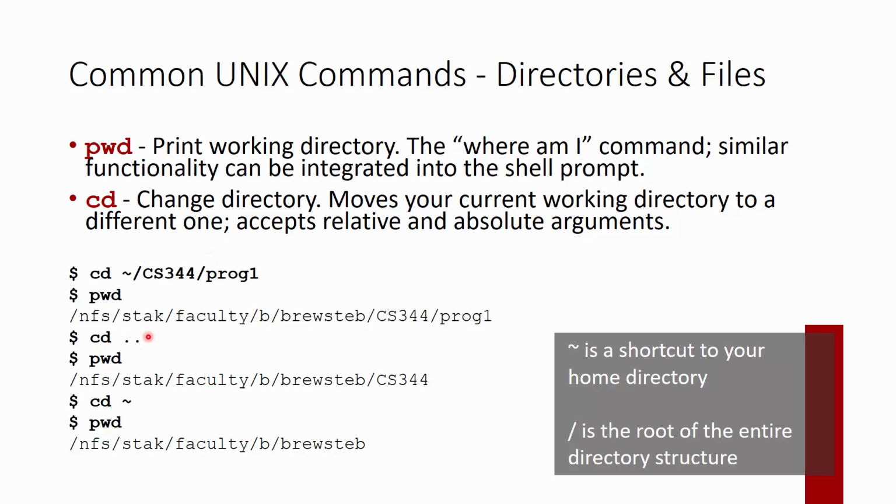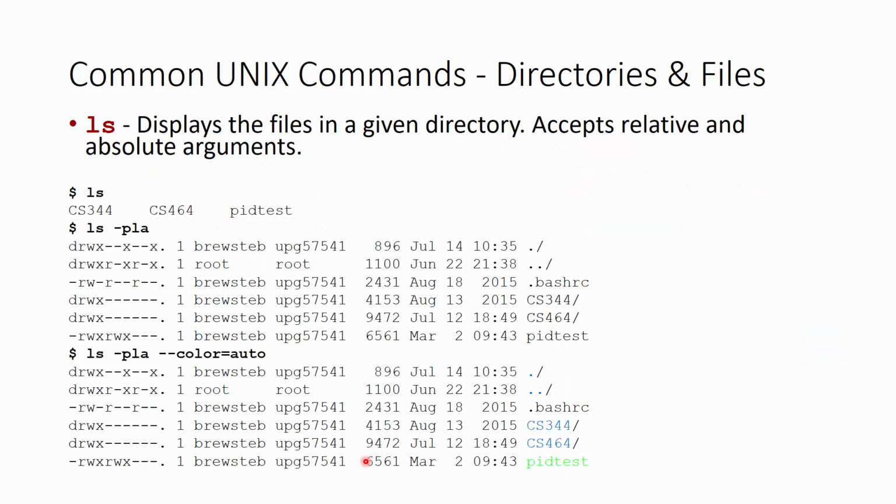Alright, so here is a relative directory movement with cd. I'm doing cd .. which means go up a directory level. When I do my print working directory from there, sure enough, I'm now not in the program1 directory, I'm up in its parent, CS344. I can cd directly to tilde, which is a shortcut for my home directory, and the pwd of that shows me that I am in fact at my home directory.